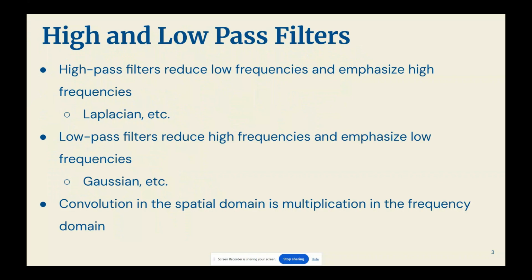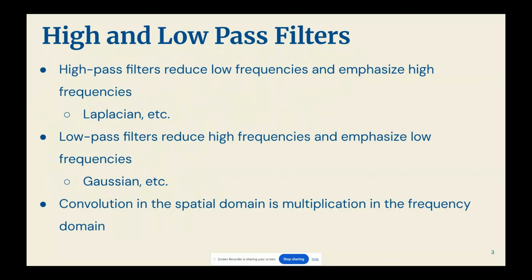So, high and low pass filters are essentially emphasizing the respective category of frequencies. High pass filters will emphasize high frequencies within the image, while they'll reduce the lower frequencies, and vice versa for low pass filters. We've studied some of these, such as the Laplacian filter, which is a high pass filter. This one is generally going to be more of an edge emphasizing one because edges are high frequency information.